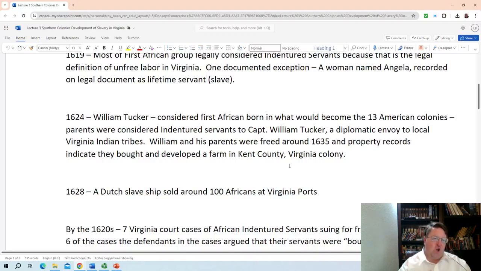You see indentured servants, you see lifetime servants, you see free, you see slave. Some of those black indentured servants are going to become free and live a free life, own a farm. Others are going to be left penniless and homeless and will participate in Bacon's Rebellion in the 1670s.